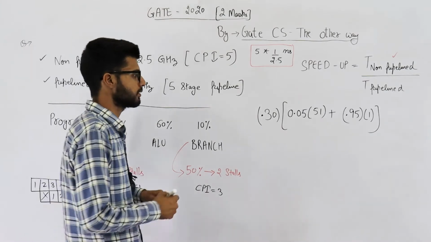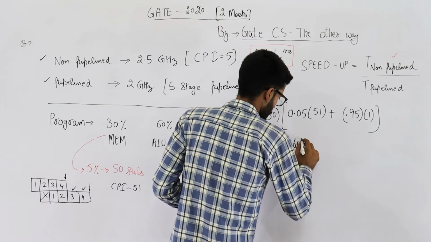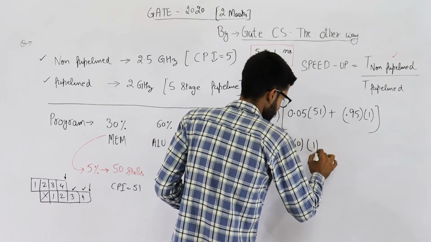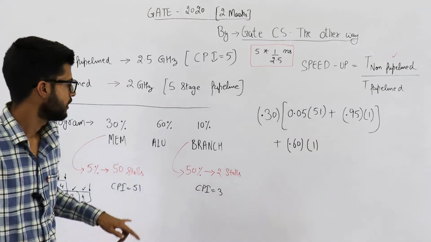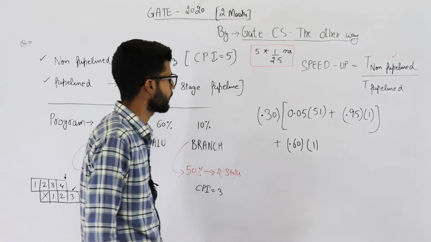Then you have 60% ALU instructions, which again have a CPI of 1. It's given that they don't cause any stalls. It's given in the question.